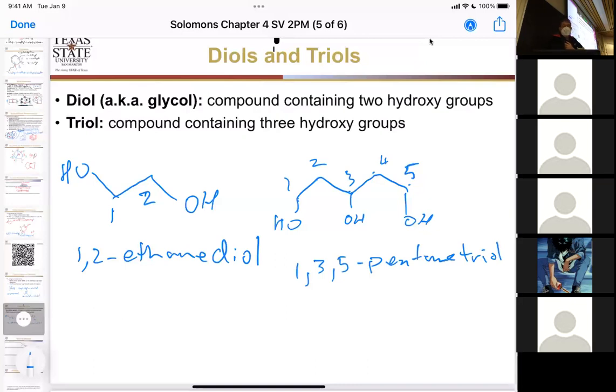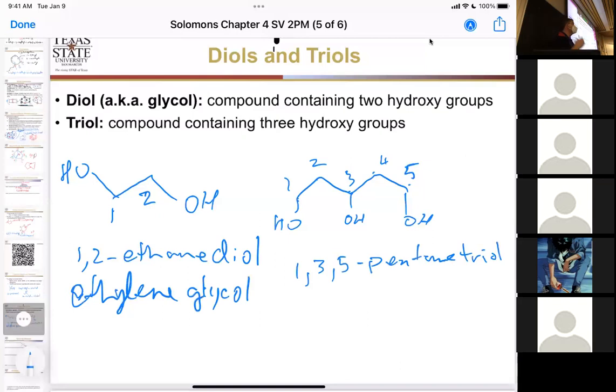We just have to make sure we designate where each of the alcohols is and the number we have. Okay. These are the IUPAC names, but some of these have really common names. This one is actually called ethylene glycol.